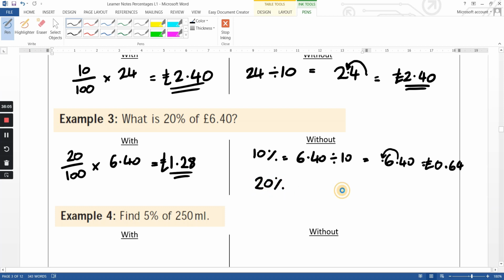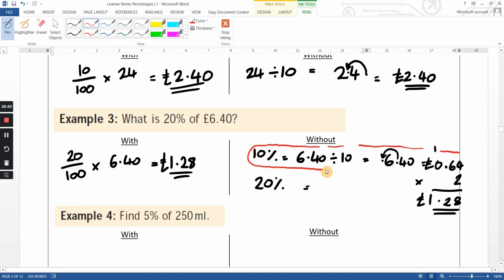So 20% is double that. So if you times that by 2, you should get £1.28. So that's a really good way of figuring out how to do it without your calculator. Work out 10% first. That's your little building block, and just highlight that. It's a really good way of doing it. I like it. Some of my students like it as well, and I really recommend it without your calculator.